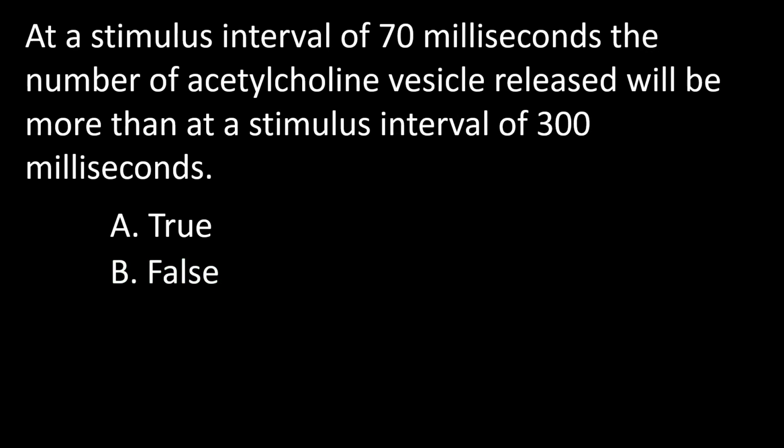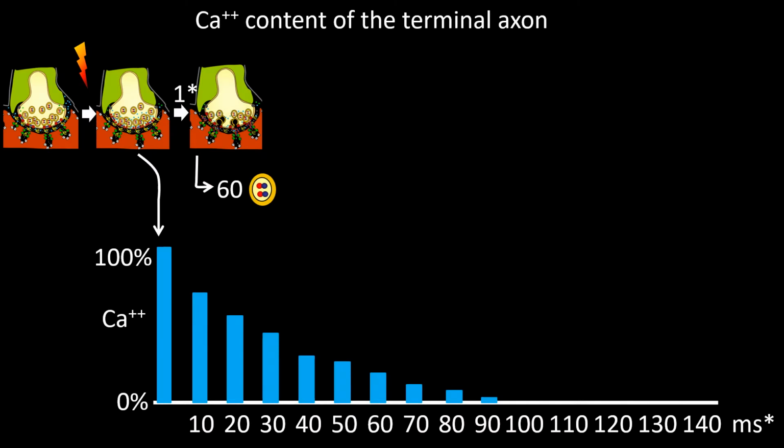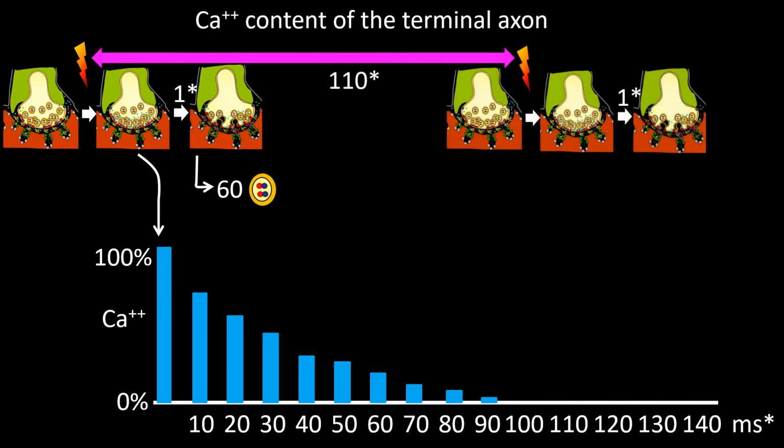Next question. At a stimulus interval of 70 milliseconds, the number of acetylcholine vesicles released will be more than at a stimulus interval of 300 milliseconds. A true, B false. So, in the scenario we saw in the last question, were we to wait for 110 milliseconds from the first stimulus to give a second stimulus, the whole process would start again with similar results.